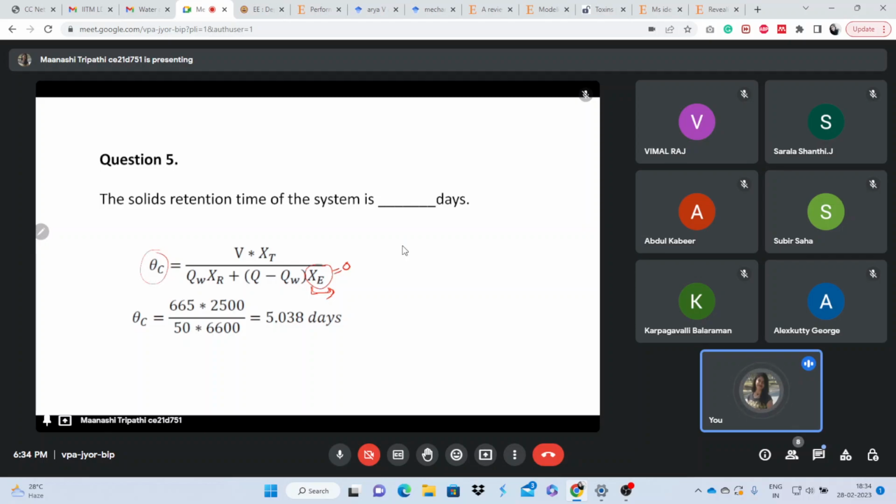If it is given that Xe, the outgoing concentration or outgoing suspended solid, is not equal to 0, then you have to consider this whole equation. Then you have to do it very properly. So here it is nicely solved.